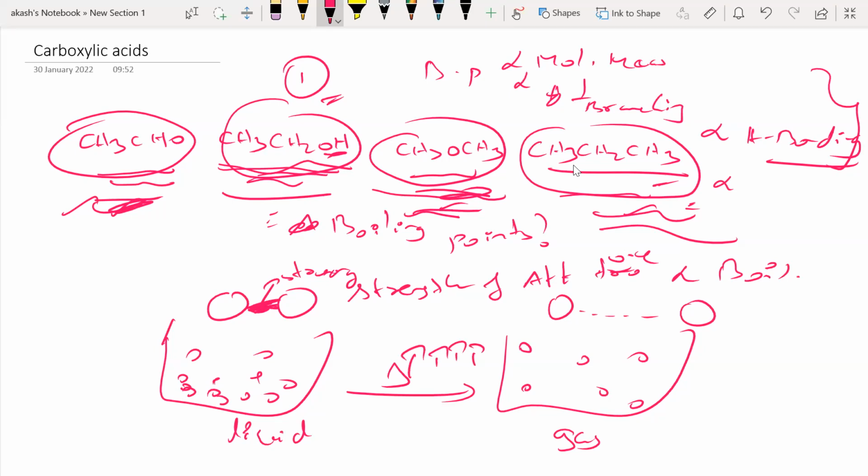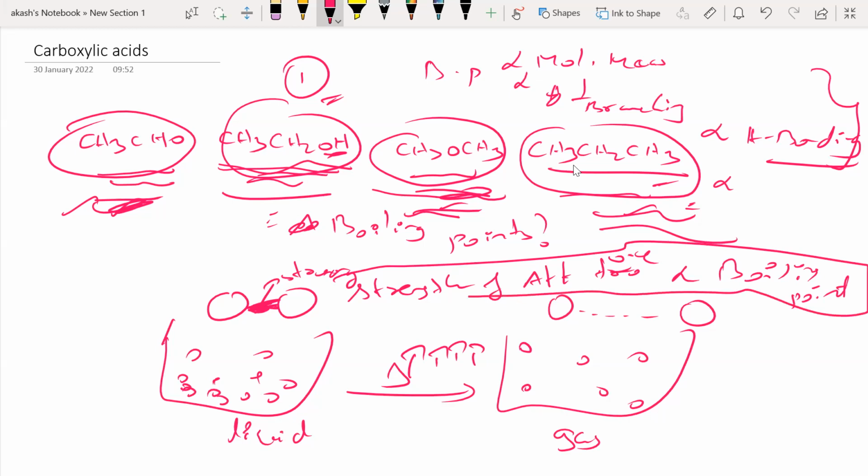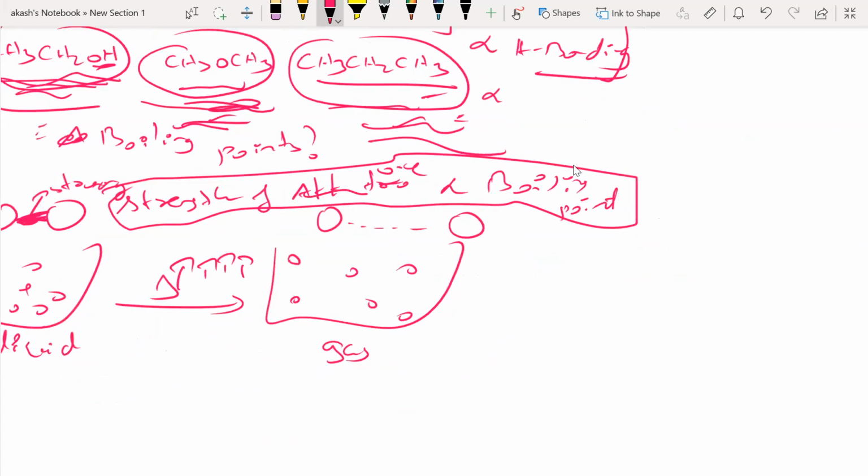I have to go for higher temperatures. That is what the boiling point is, is it not? So the strength of the attractive force decides everything. Now, what are the different kinds of attractive forces we can have?